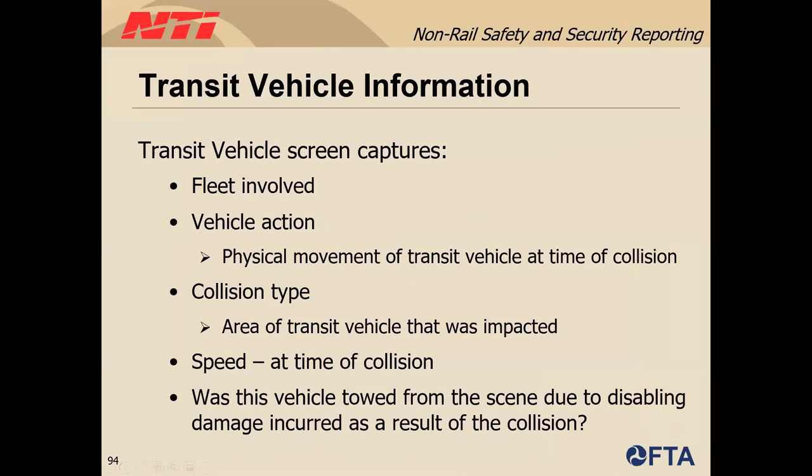The form captures the vehicle type, information about the type and manufacturer of the revenue vehicle involved, and the vehicle action at the time of the collision. The collision type is captured for all modes. This is the part of the transit vehicle that was impacted, the speed at the time of the collision, and a question asking if the vehicle was towed due to disabling damage.